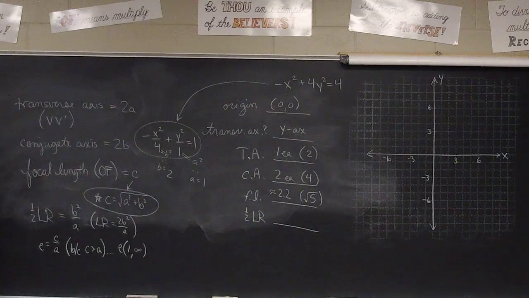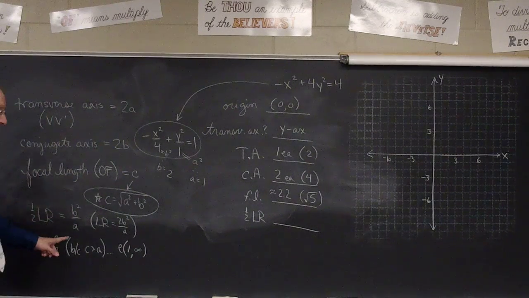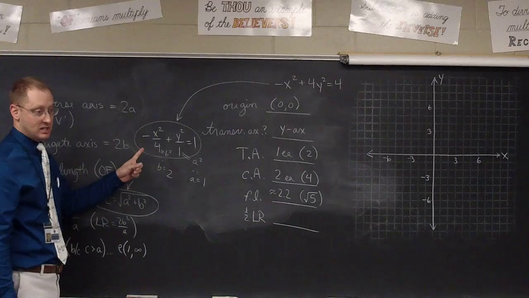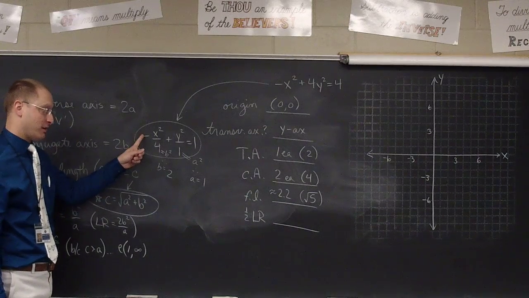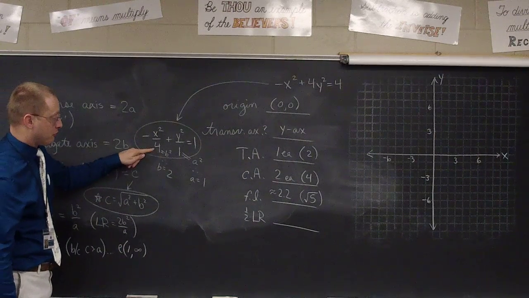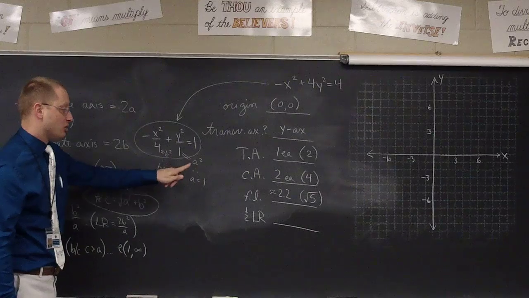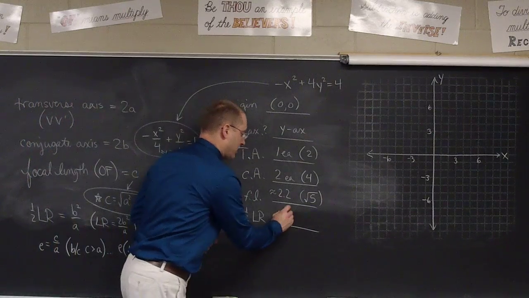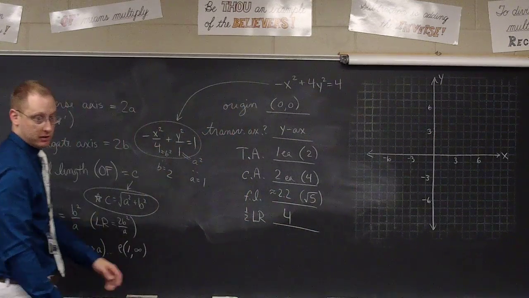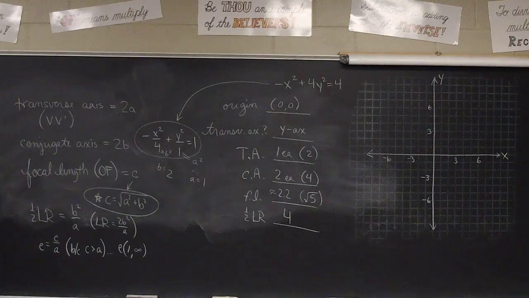Again, it's going to be b squared over a for each half. But remember, the b squared isn't necessarily the smaller number, it's the one that has the negative in front of it. So the b squared is the 4, and the a is a 1, so the half latera recta are 4. Make sense? So let's see how this looks when we graph it.